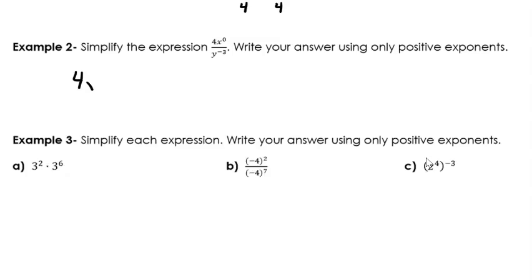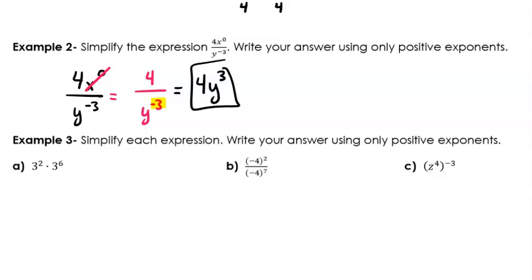Okay, this expression, 4x to the 0 over y to the negative 3. The x to the 0 becomes 1 because anything to the 0 power is 1. Now, only the x is raised to the 0, so the 4 is still there. So right now we have 4 over y to the negative 3. Now, this negative exponent is going to move the y up, and it becomes 4y to the 3rd. And there's nothing on the denominator, so this is just my answer.